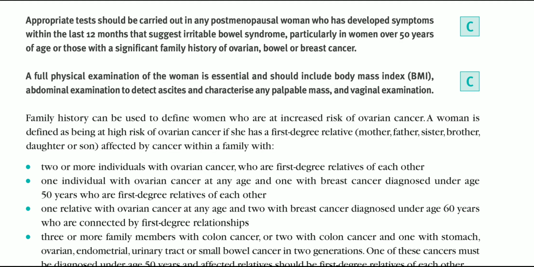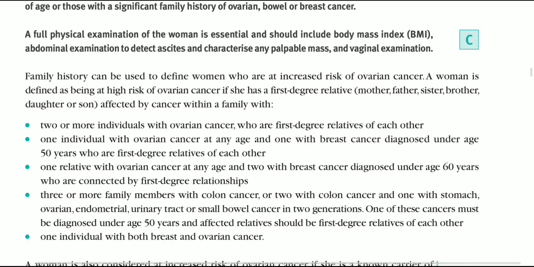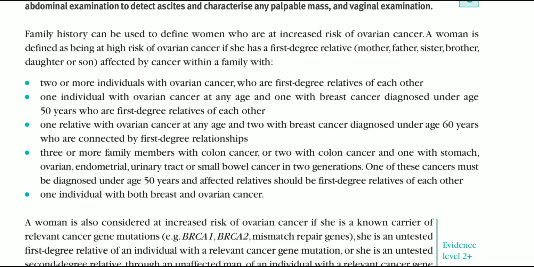Now some things are very important in this paragraph. Family history should be taken from the patient, because these women are at increased risk of ovarian CA. And which women are at increased risk of ovarian CA? A woman is defined as being at high risk of ovarian CA if she has a first degree relative, mother, father, sister, brother, daughter, or son, affected by cancer within a family with.